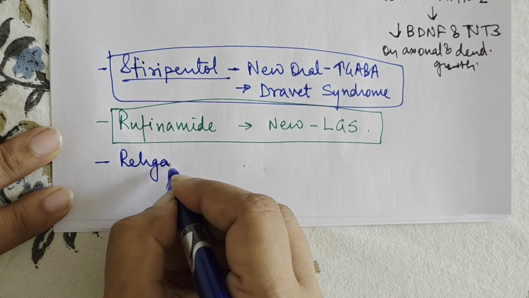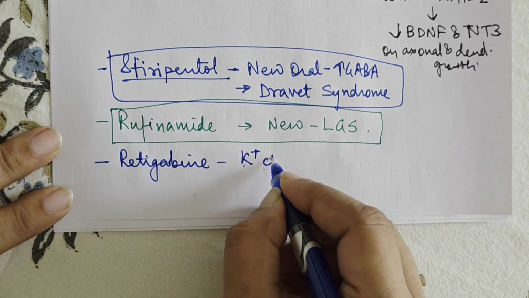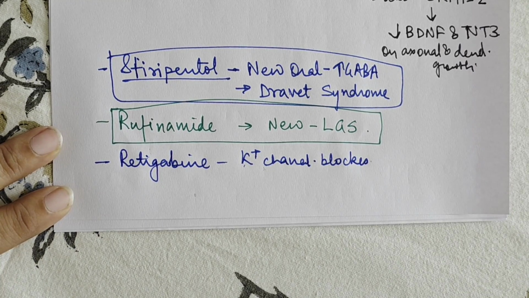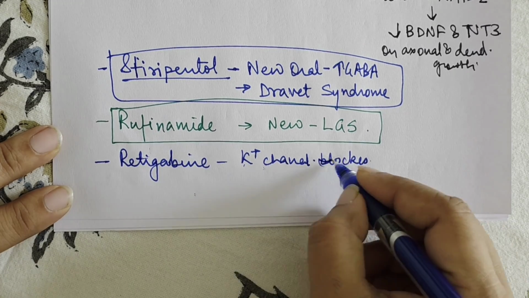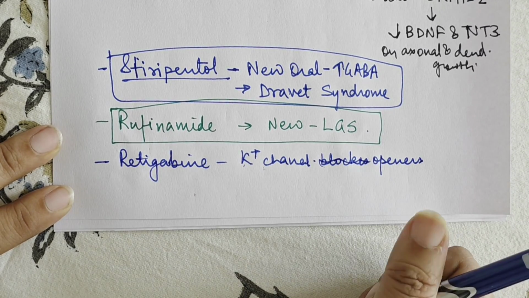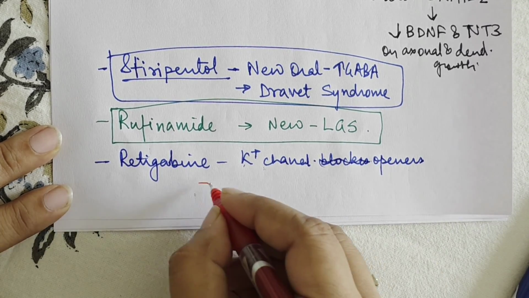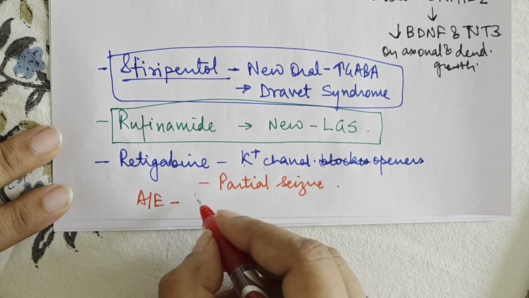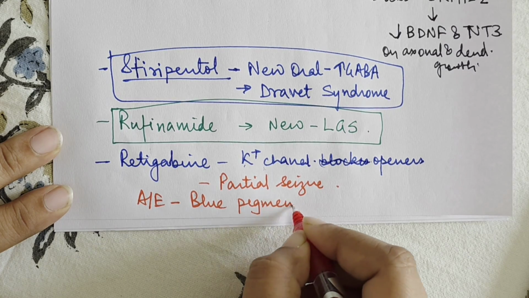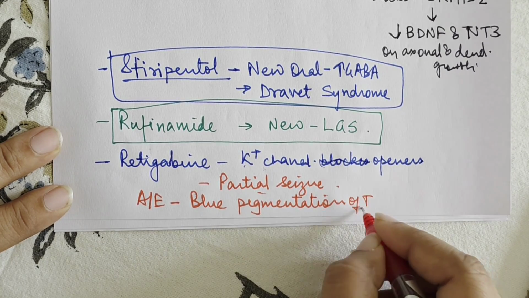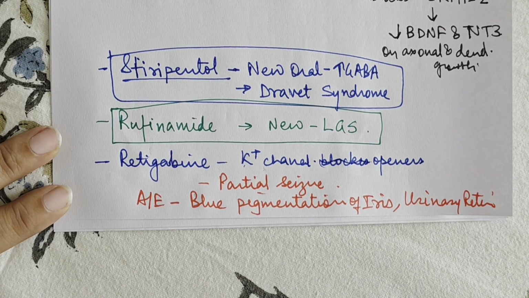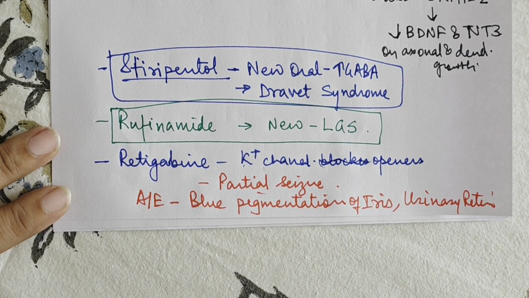Then this drug which is remaining, that is retigabine, which is a potassium channel blocker. Wait, it is a potassium channel opener, not a blocker. Okay, and this retigabine, it is approved for use in partial seizures. Adverse effects retigabine के होते हैं blue pigmentation of iris. It also causes urinary retention. So these are the side effects seen with retigabine, which is a drug acting on potassium channels.